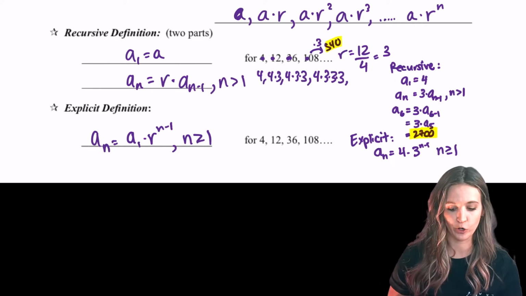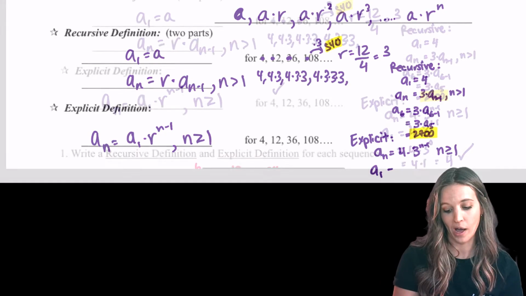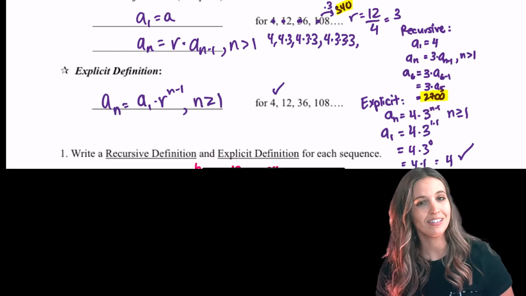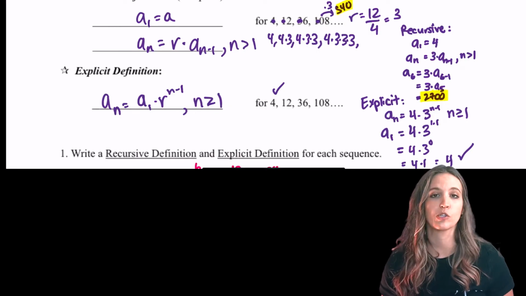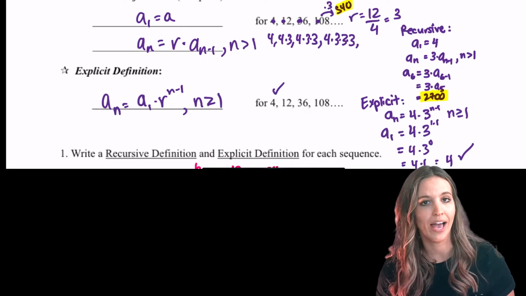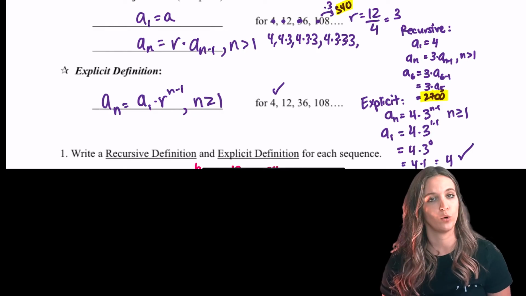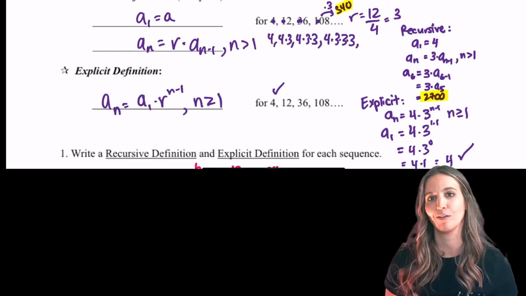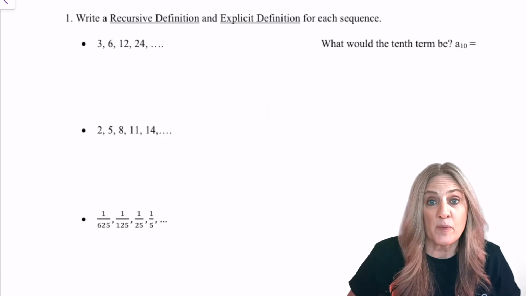Let's verify the first term, a sub 1. When I plug 1 into my explicit definition, I have 4 times 3 to the power of 0. Anything to the power of 0 is 1, so 4 times 1 is 4, which is my first term. Let's take a moment and practice.